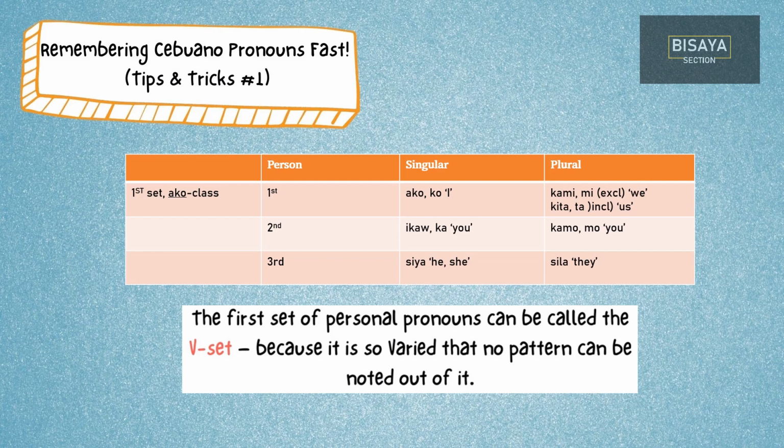You will see that the first set, the ako class of the personal pronouns, include ako, ko, kami, kita, ikaw, kamo, siya, sila. And because they are very varied, I want to call this set the V set or varied set. Just remember that the varied set is the first set of the personal pronouns, but you have to familiarize with the set.